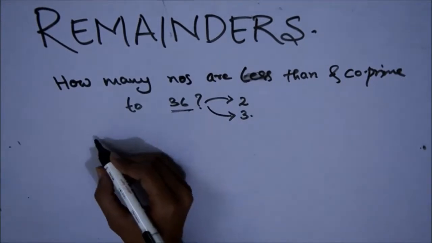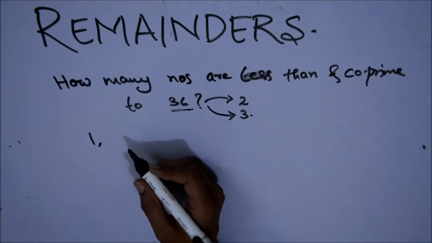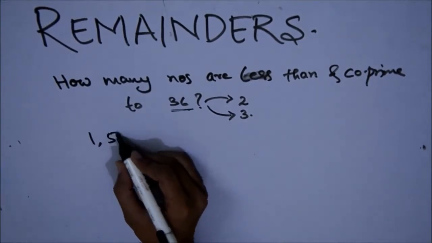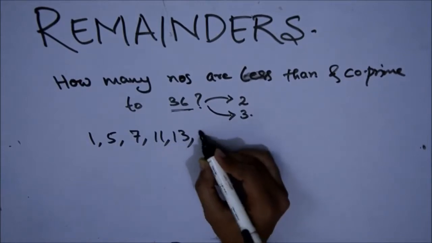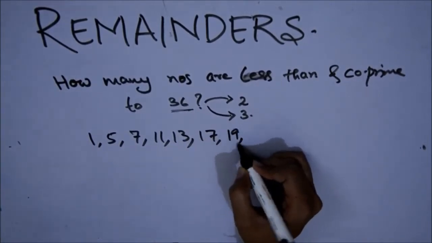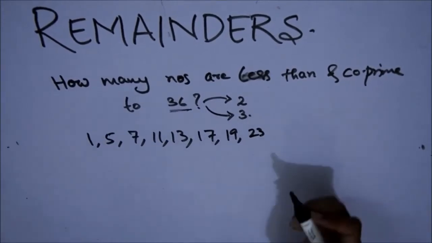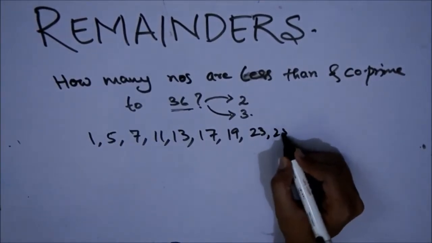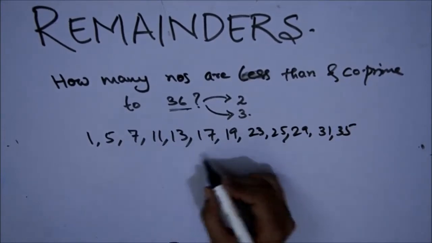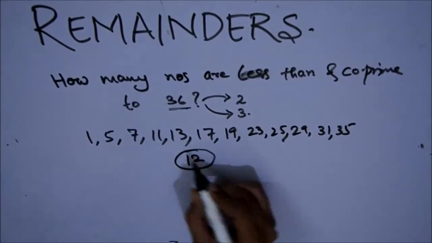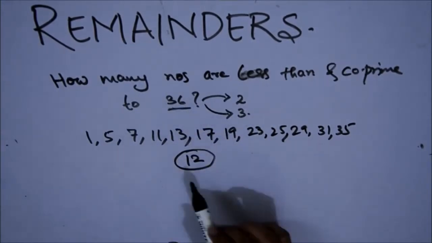What are those numbers? 1, 2 can't be, 3 can't be, 4 can't be, then next would be 5, next would be 7, then 11, 13, 17, 19, 23, 25, 29, 31, 35. So there are a total of 12 numbers. Now since 36 is a small number, we were able to write down and calculate.